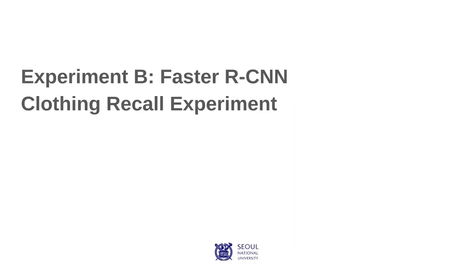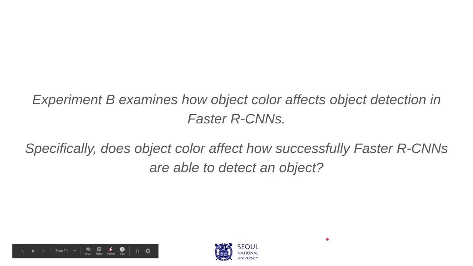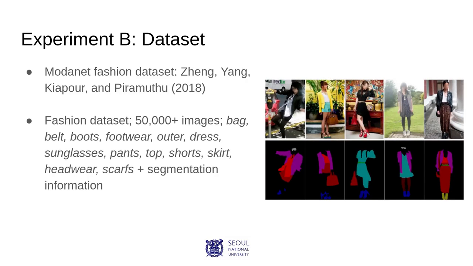The second experiment that we did, the Faster R-CNN clothing recall experiment, investigated how clothing color would affect performance on object detection tasks. The dataset that we chose for this experiment was the ModaNet fashion dataset. This is because we were looking for a dataset with lots of different objects that had completely different colors. Clothing seemed very appropriate for that because clothes come in all sorts of different colors.